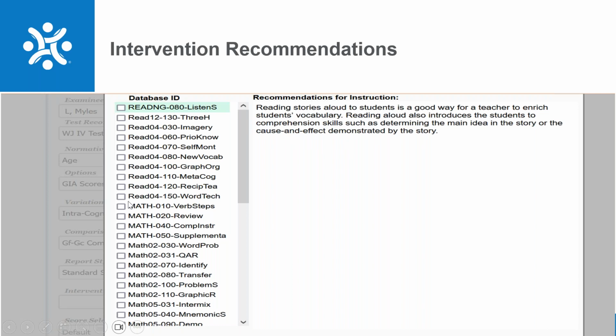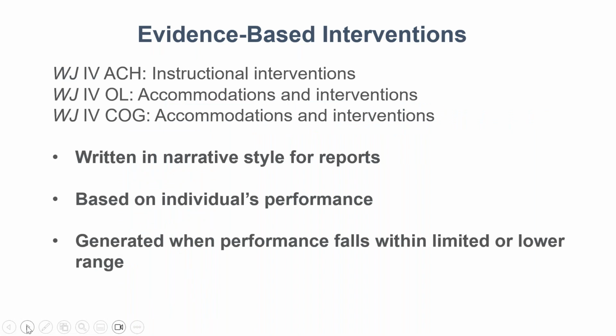So this is, I think, one of the most powerful pieces of the report, being able to really link directly back to your assessment results, those interventions and accommodations that are needed for that particular student. So again, there's evidence-based interventions for the achievement. They have instructional interventions in there for the oral language and for the COG. There's both accommodations and interventions in the system. Again, they're written in narrative style for the report. It's based on that individual's performance, and then it's generated whenever performance falls within the limited or lower range.